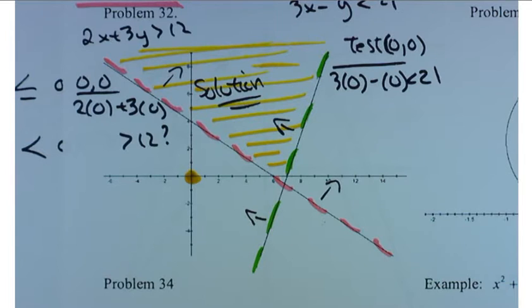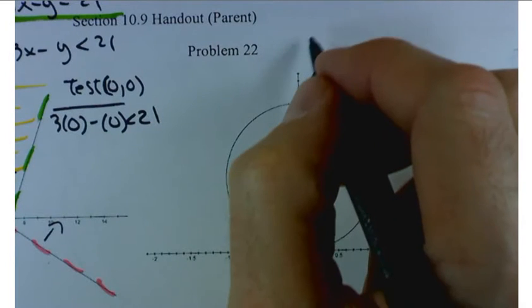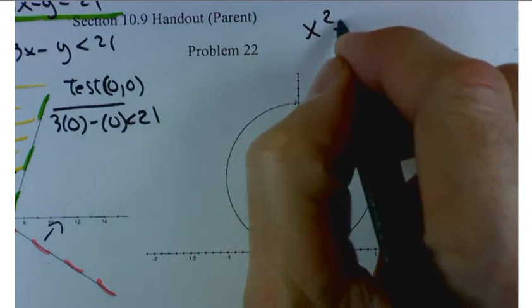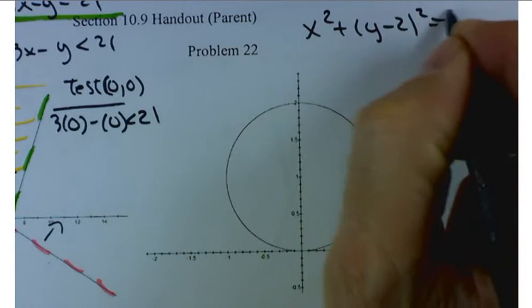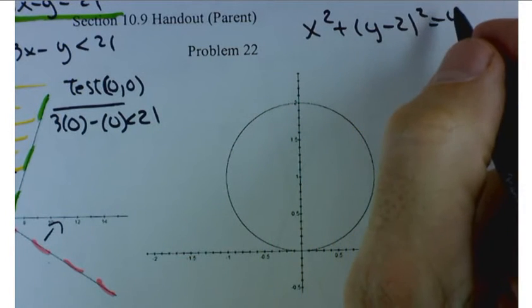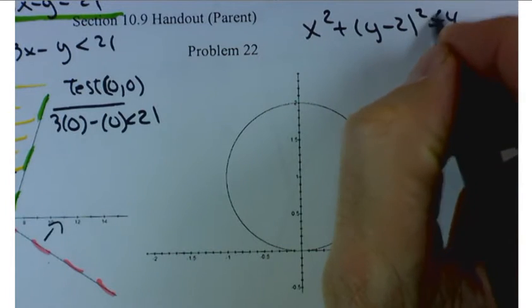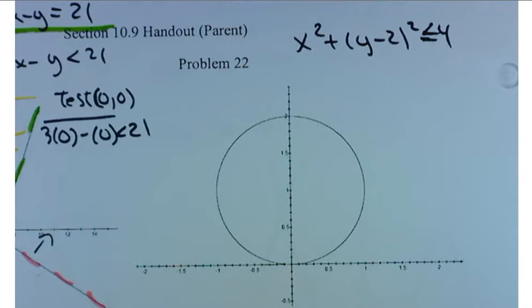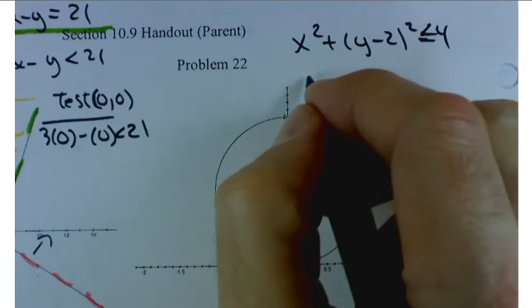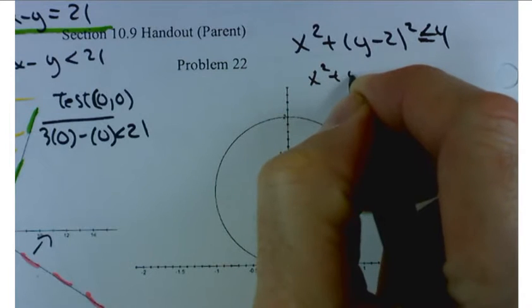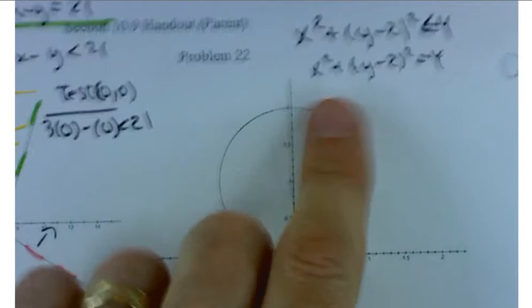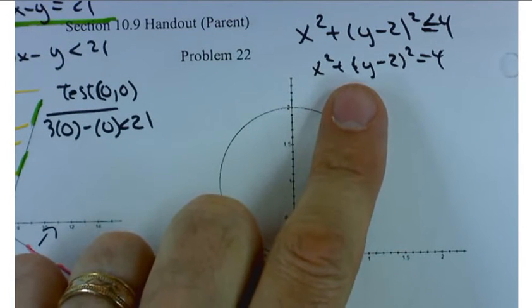Let's back up a step and look at problem number 22. We've got this inequality, x squared plus (y minus 2) squared is less than or equal to 4. Something like this would begin by graphing x squared plus (y minus 2) squared equals 4. Does anyone recognize this equation?